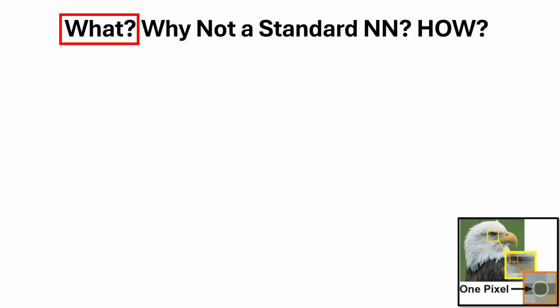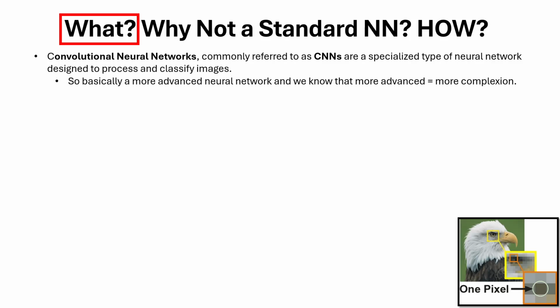the what. Convolutional neural networks, commonly referred to as CNNs, are a specialized type of neural network designed to process and classify images. So basically, a more advanced neural network, and we know that more advanced equals more complexity. Why is being a neurosurgeon more advanced than a family doctor? Because it is more complex. Okay, now why not just use a normal artificial neural network?